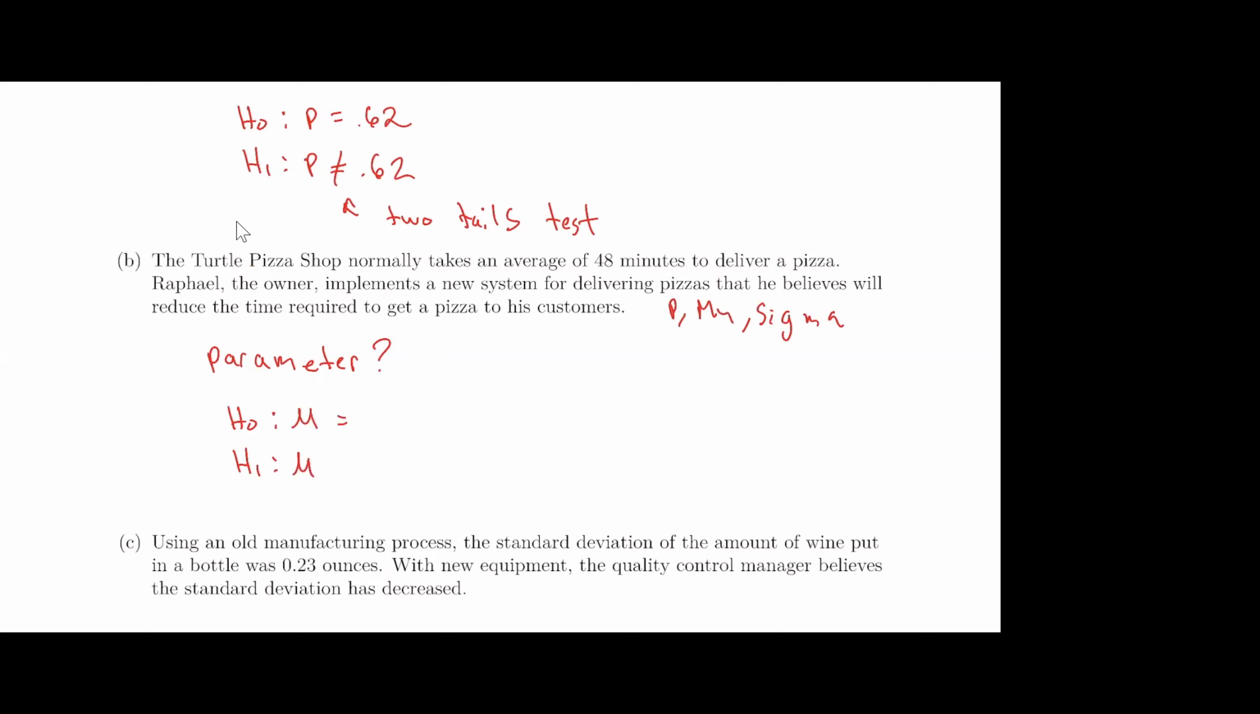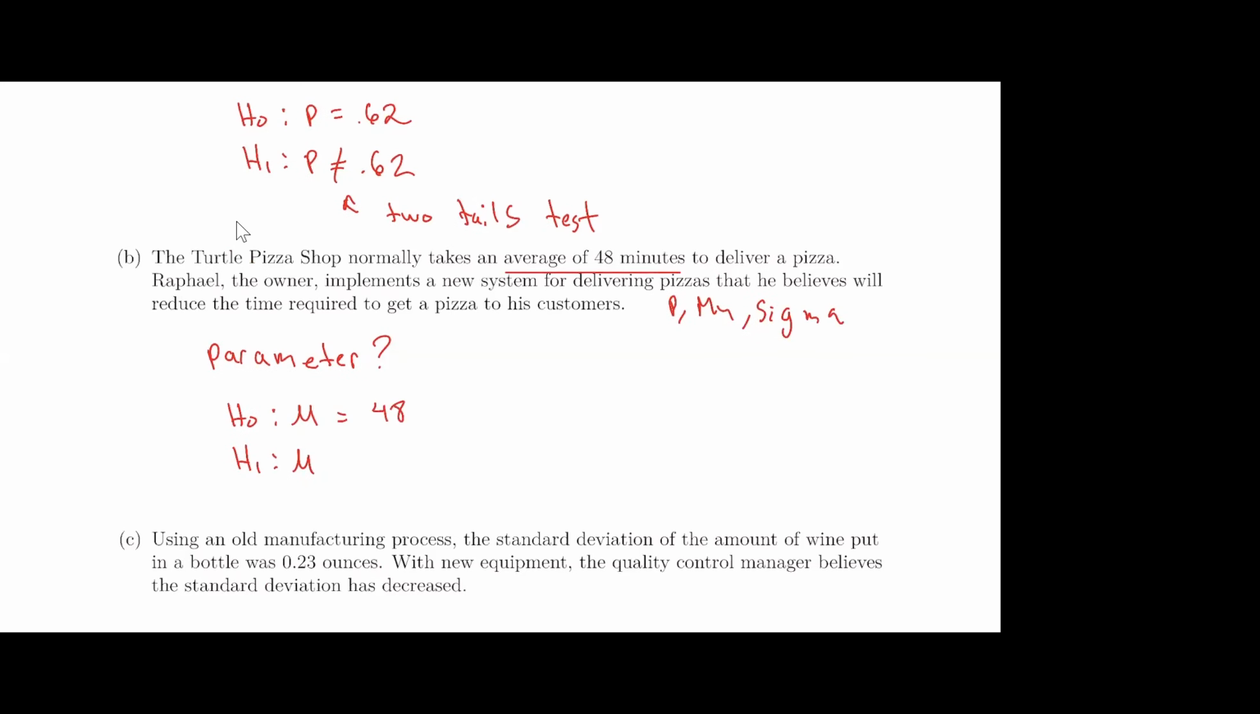If you look right here, the keyword that they tell us is average. They say normally the delivery is on average 48 minutes, so you want to put 48 minutes here. But if you look at Rafael, he implemented this new system. With implementing this new system, what does he think will happen to that time? Do you think it will go higher or lower? Lower. Perfect. All right, and that's it for B.